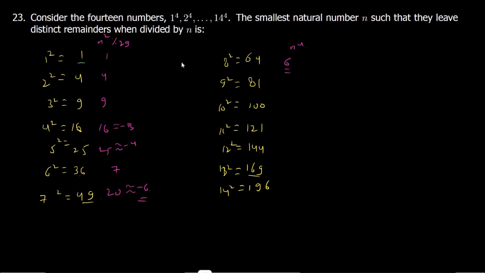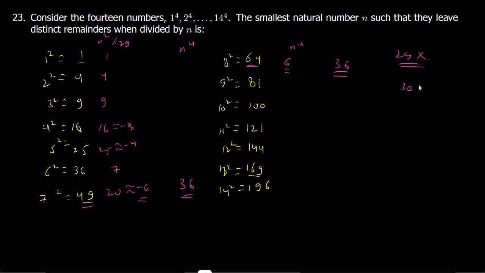These two, if I square them now, if I square 49 and 64, what if I talk about the difference when I square them, then they will both leave the same remainder when divided by 29. So what will be n power 4? N power 4 in this case also will be 36, and in this case also will be 36. So both of them will leave the same remainder when dividing by 29. So that is why 29 is out of the picture.